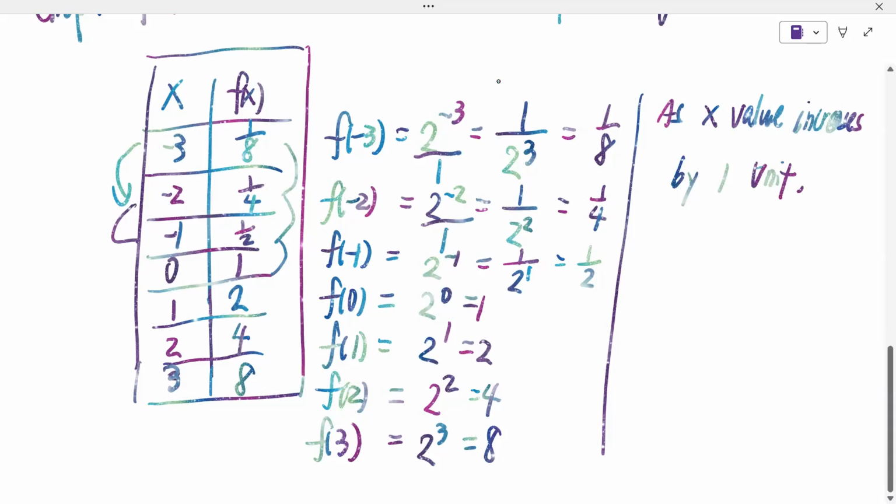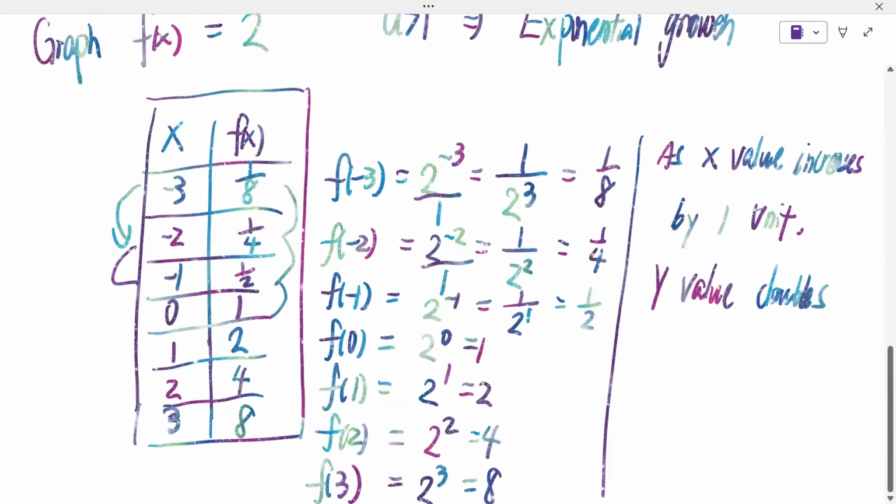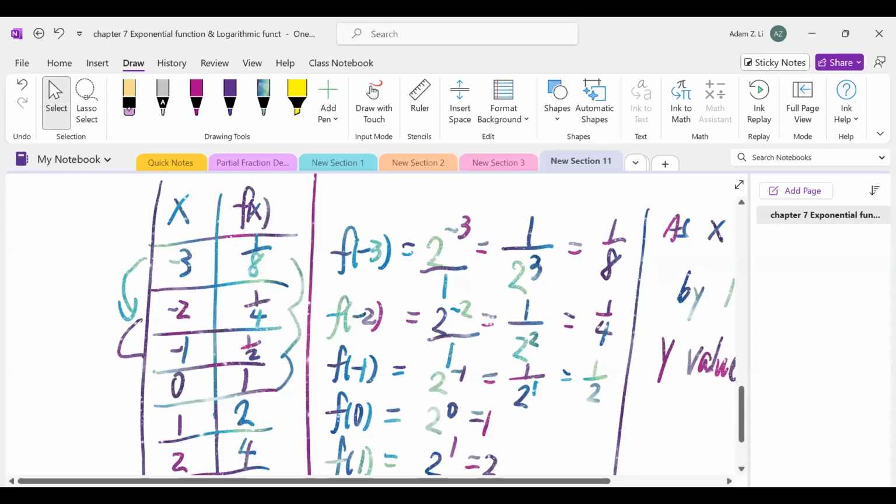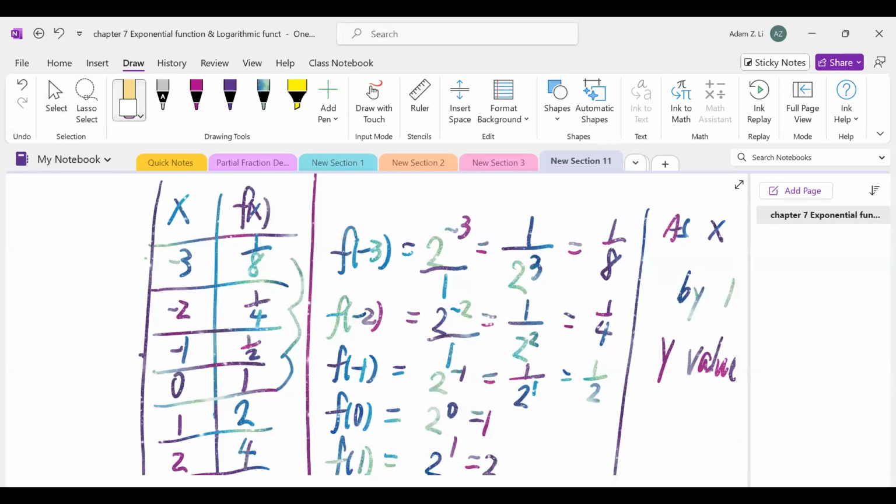And the y value doubles. Y value doubles. So that's basically what we see from this basic exponential function. Now we graph it by using those 7 points. So let's get all the coordinates here.